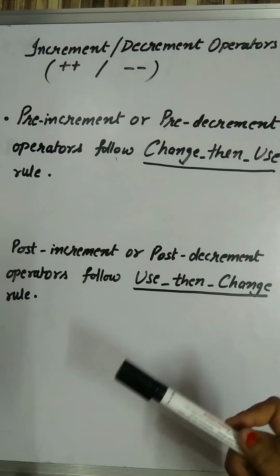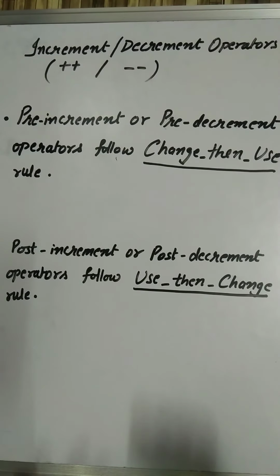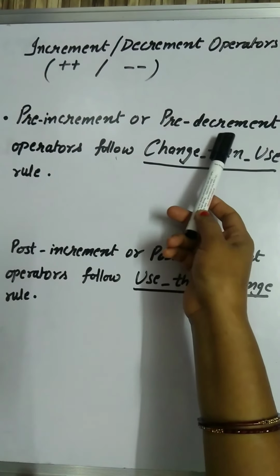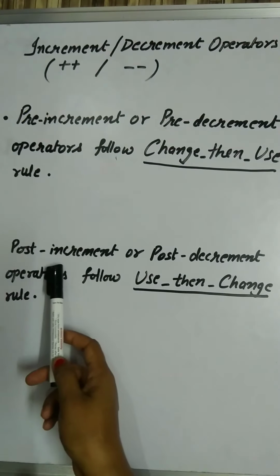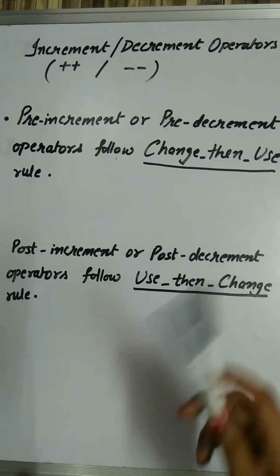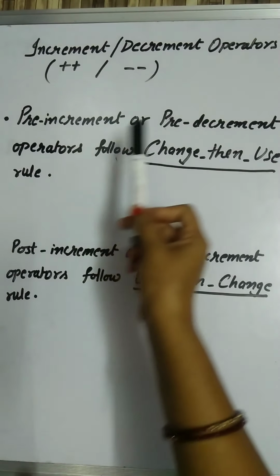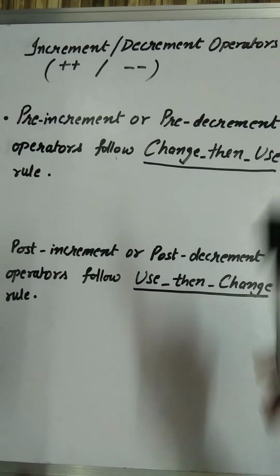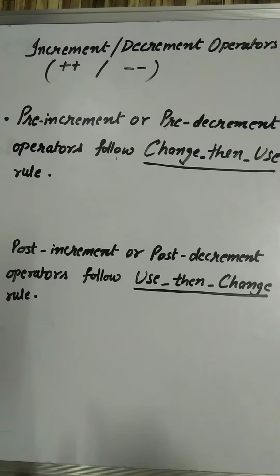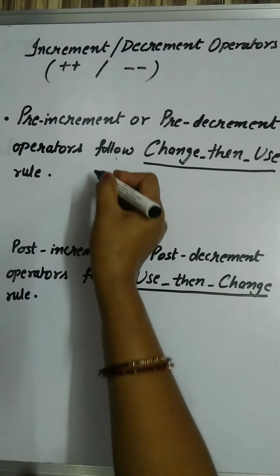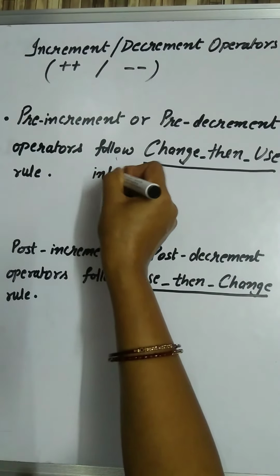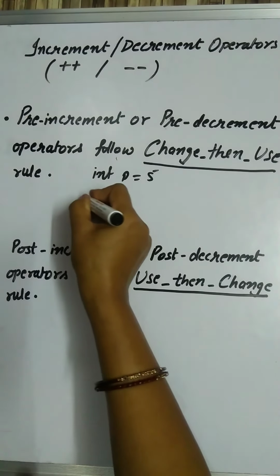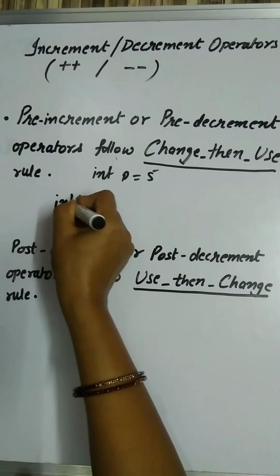However, both increment and decrement operators come in two varieties: pre-increment and pre-decrement, or post-increment and post-decrement. Pre-increment follows the rule: change then use. Suppose we take a variable int p is equal to 5. Here the p value is 5. Here we store the result in z.